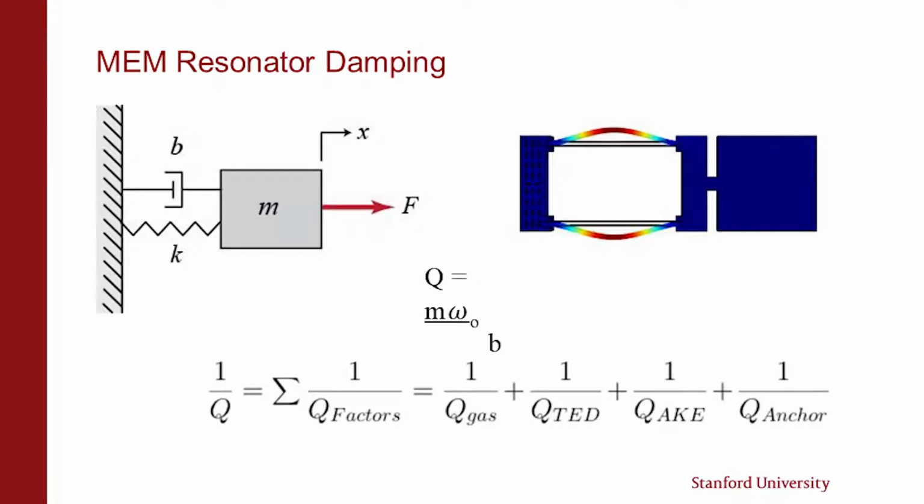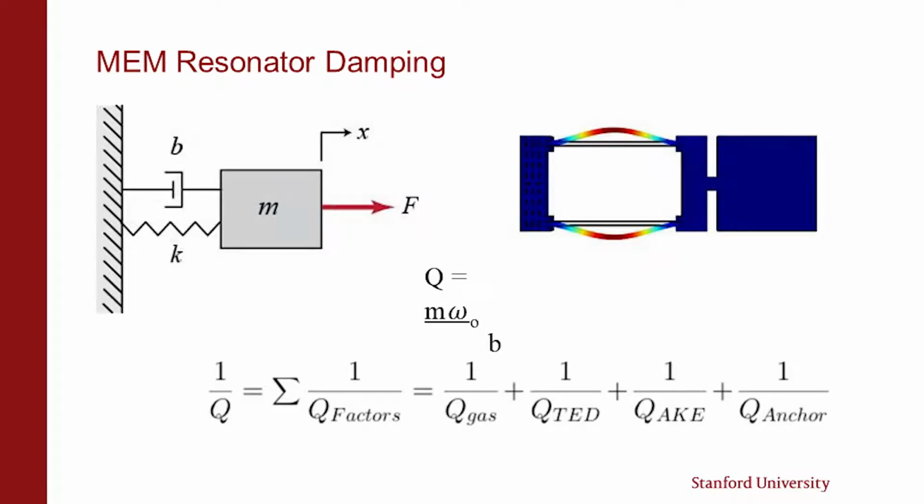The motion of each resonator can be described by a 1D lumped parameter model. This is called the mass spring damper model, where an effective mass, spring constant, and damping constant describe their motion. The ratio of the energy stored in the resonator to the energy dissipated per cycle of the resonator is called the quality factor, or Q.